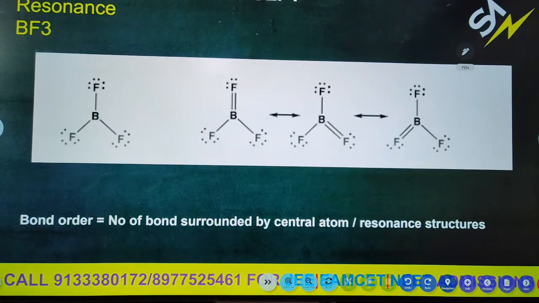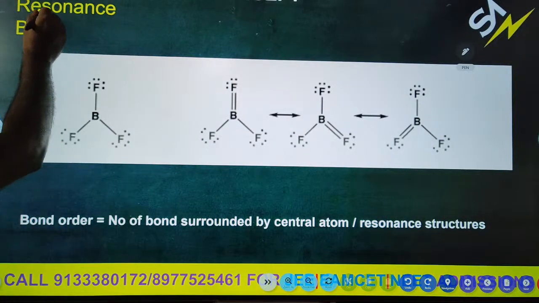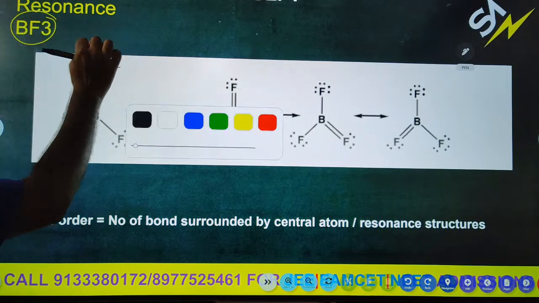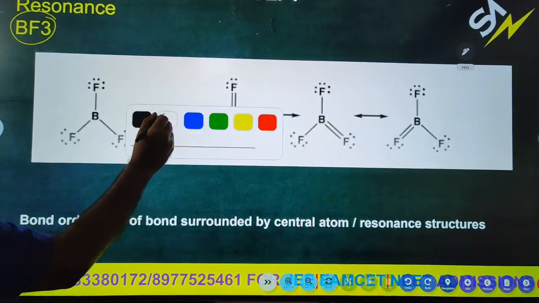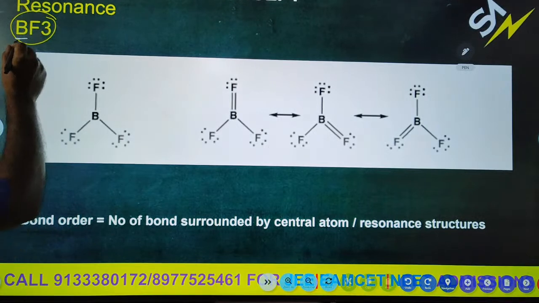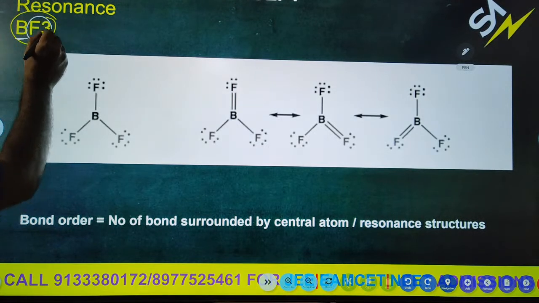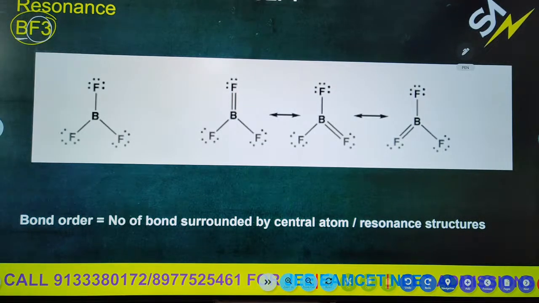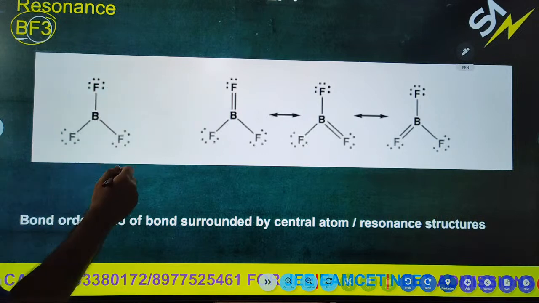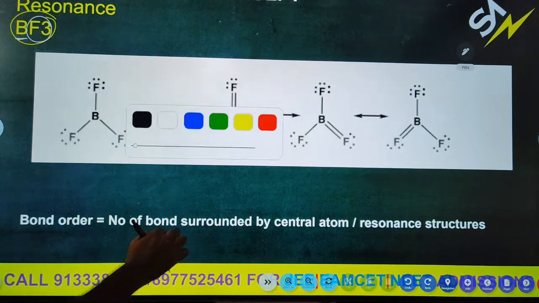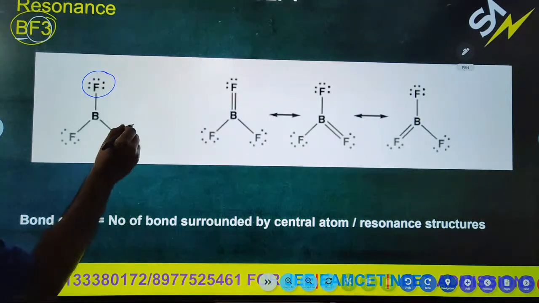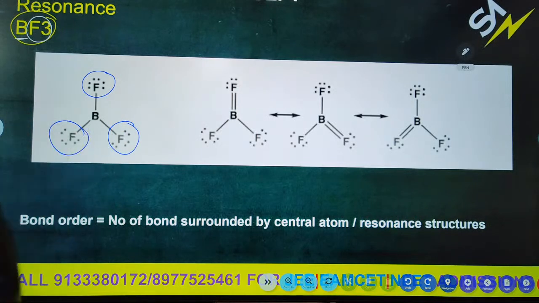Now next molecule, see what is this molecule? Boron trifluoride. So what is the central atom in boron trifluoride? Boron. Boron has how many fluorines? 3. Now we see the structure. See, boron is the central atom. Boron has around it how many fluorines? Fluorine number 1, 2, 3. 3 fluorines there.